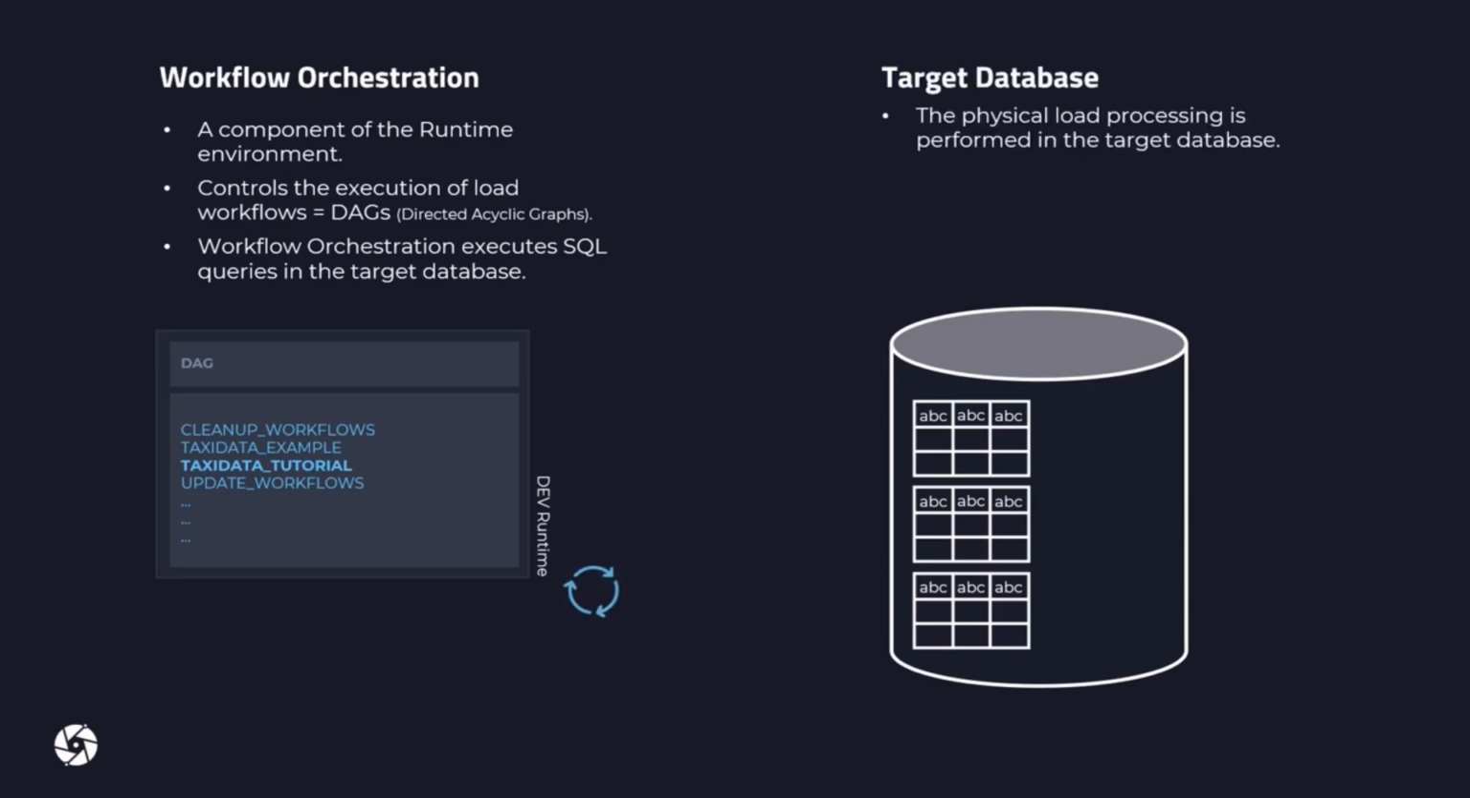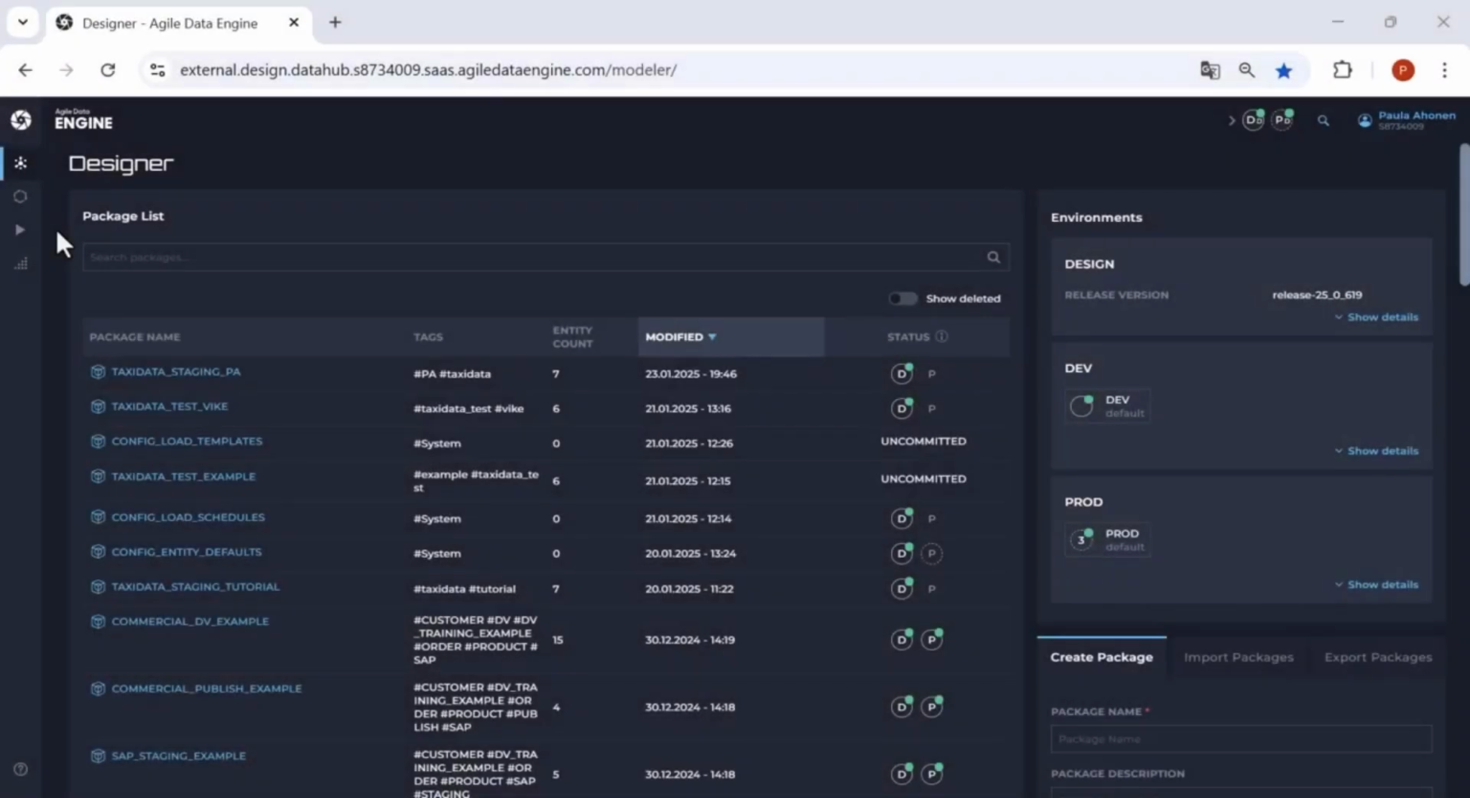The actual physical load processing is performed in the target database. The tables are populated after the SQL statements are executed against the database. In this example, we are loading data into the staging layer. This means that the raw data has been ingested into the landing zone in the cloud object storage. Once the DAG is triggered in workflow orchestration, ADE executes the copy into statements against the target database, populating the staging tables. First, we navigate to workflow orchestration of the development runtime.